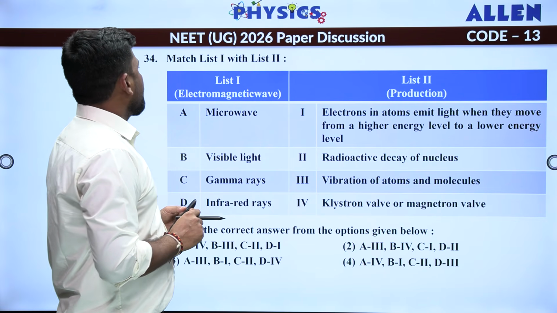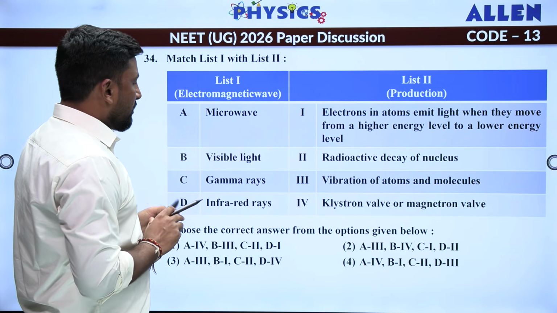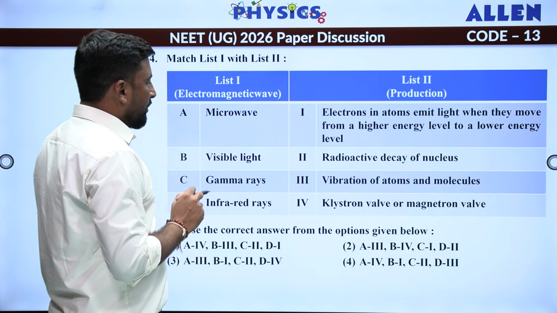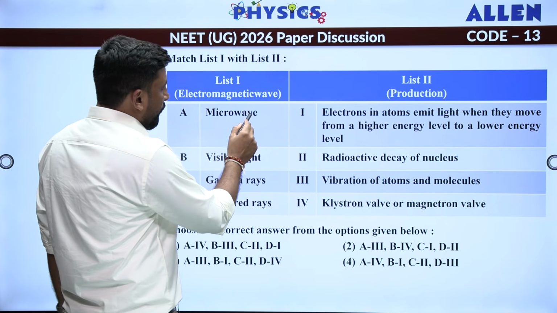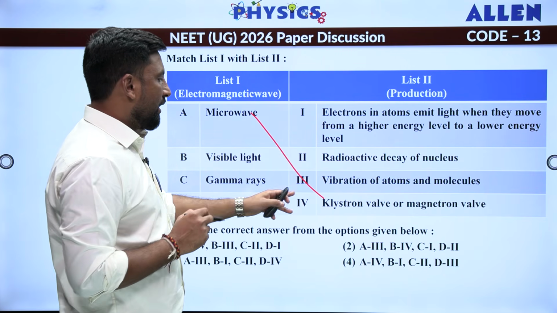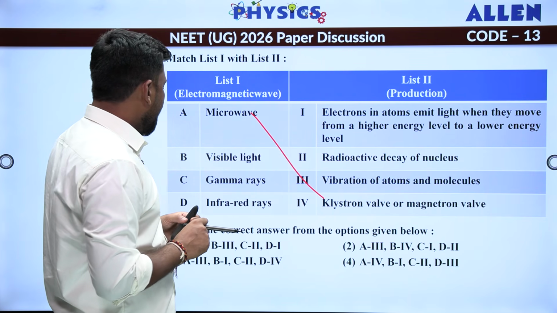Now let's move to question number 34. Again it is a match the column question based on EM waves. It's very simple. Microwave is going to be generated from this one. Again, it is directly given in the NCERT.